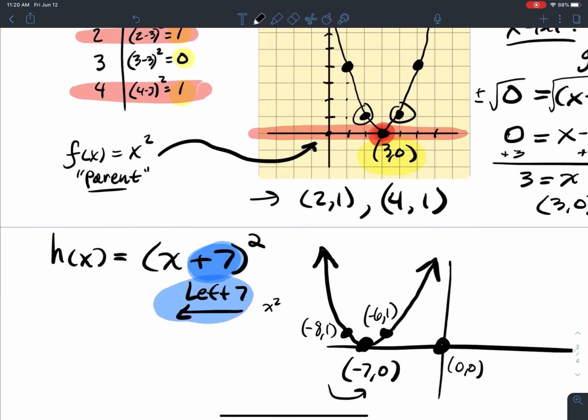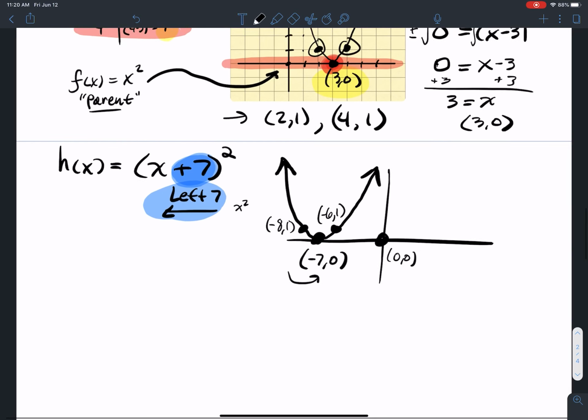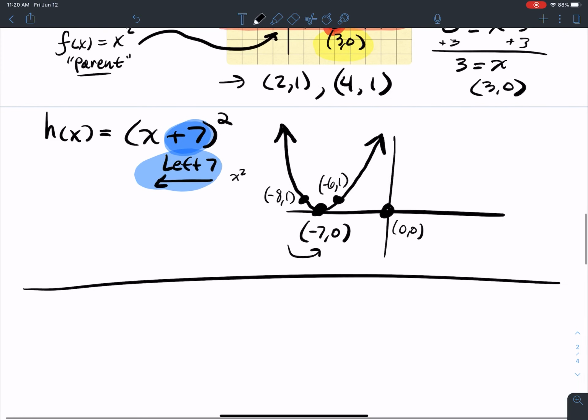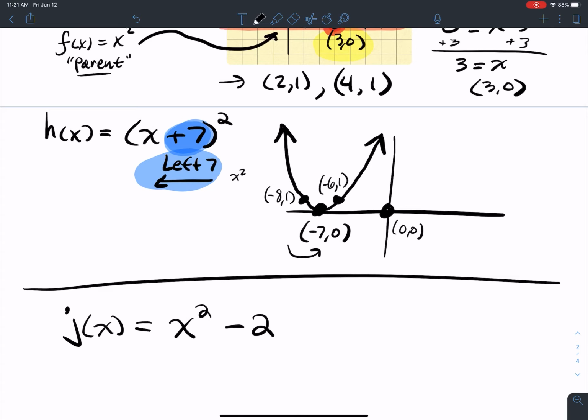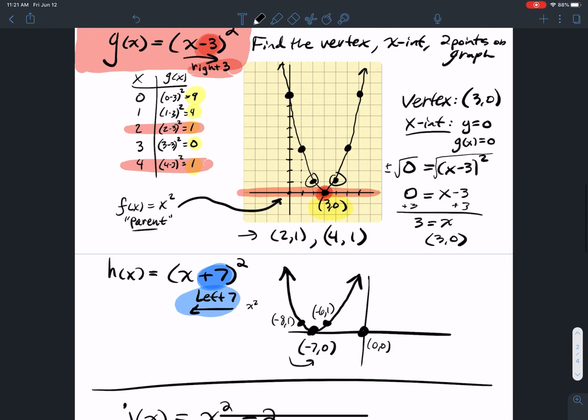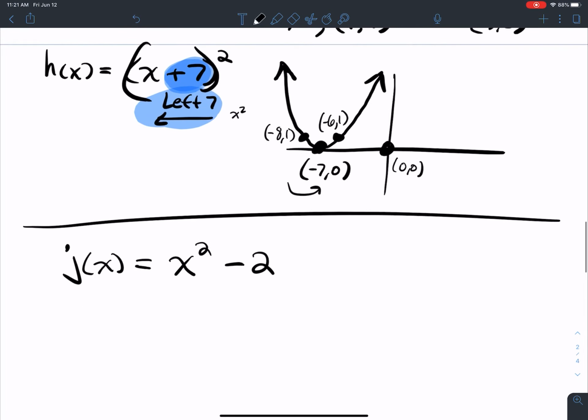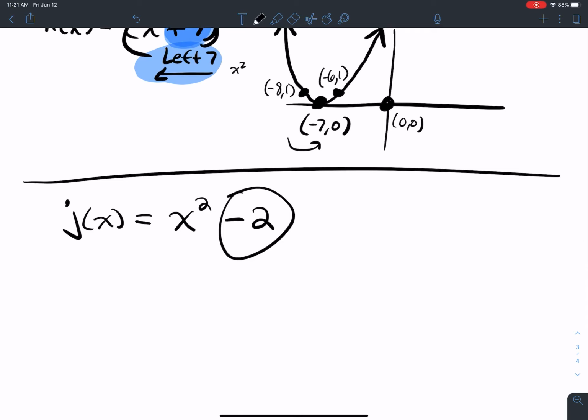What about if I have j of x equals x squared minus 2. What's different about this one? Well, instead of having a plus or a minus on the inside of my parentheses like I did there, now I've got the negative on the outside. Okay, so it's just x squared and then minus my 2 on the outside. So what does this tell me to do?